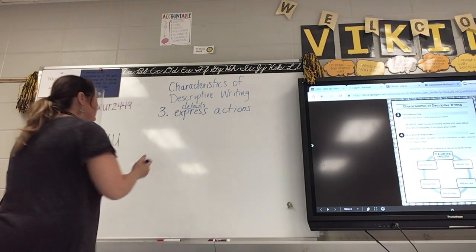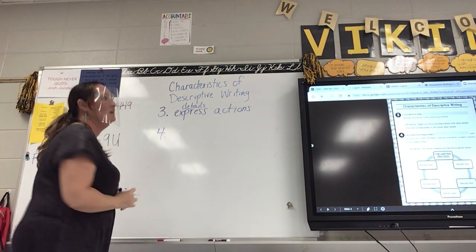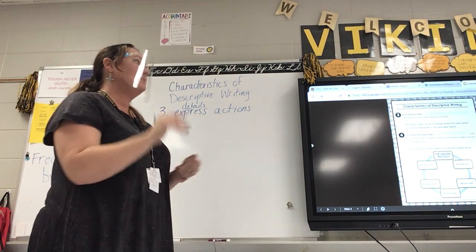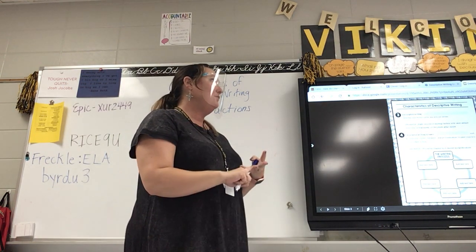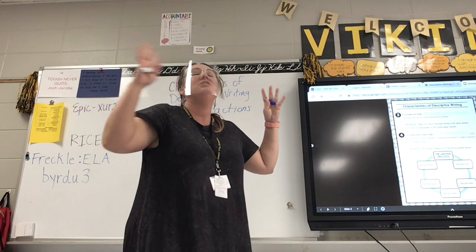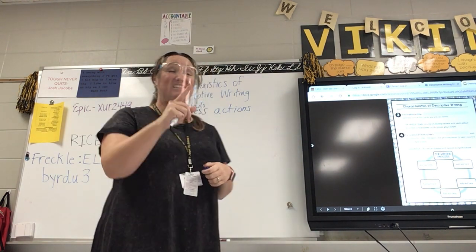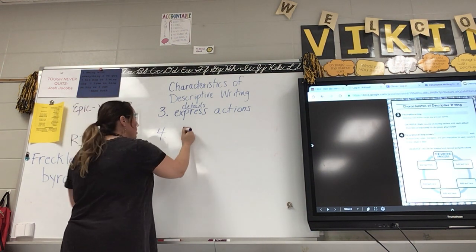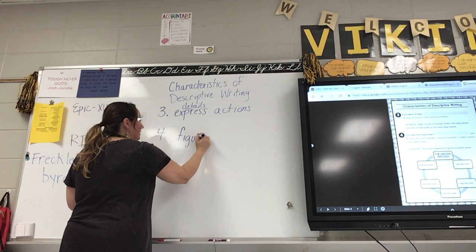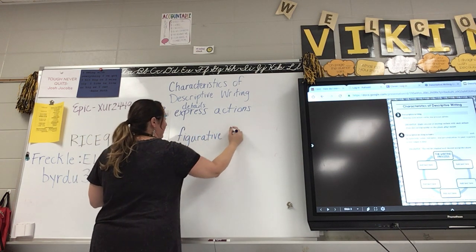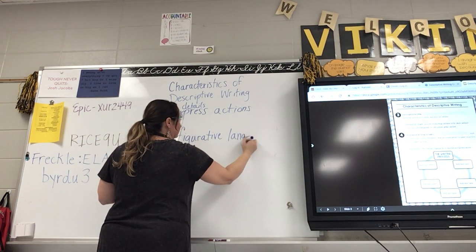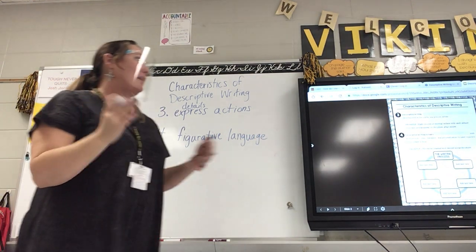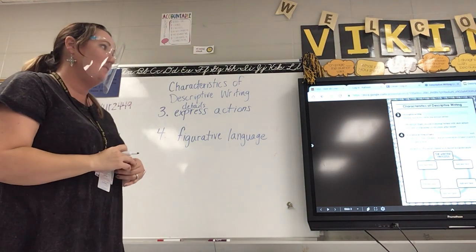Okay, so let's look at number 4. Number 4 says, descriptive writing includes blank, such as hyperbole, simile, metaphor, personification to paint a picture in the reader's mind. We just said it on the last slide. It's what? All those terms together, we call them, yes, figurative language. And figurative language is made up of hyperbole, similes, metaphors, personification to paint a picture.